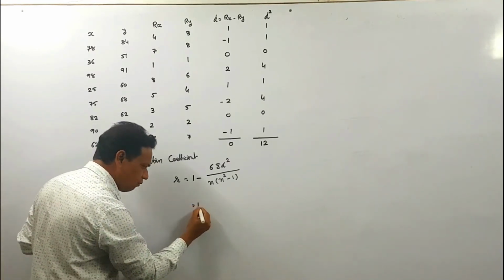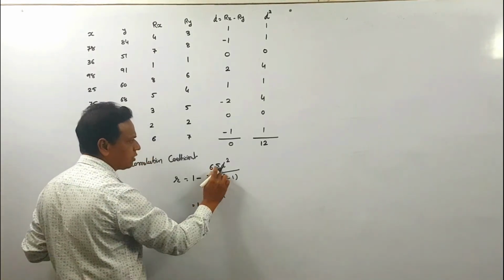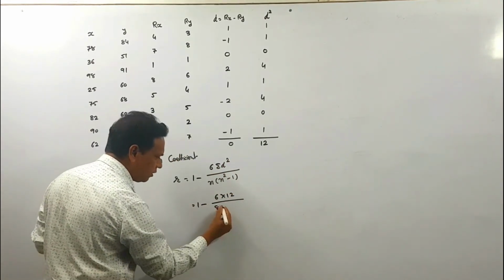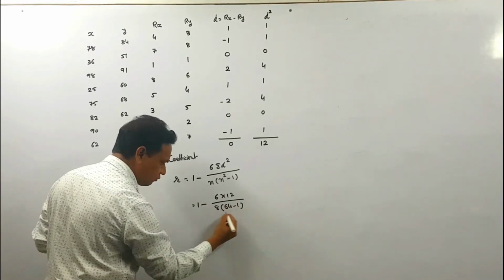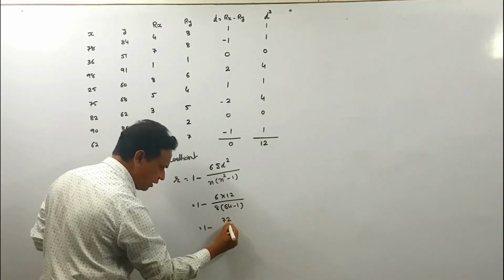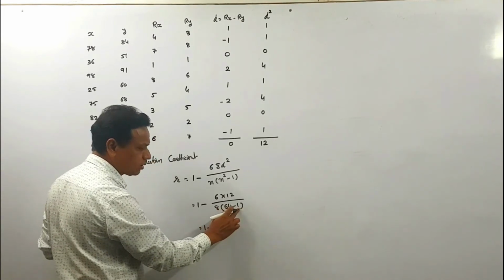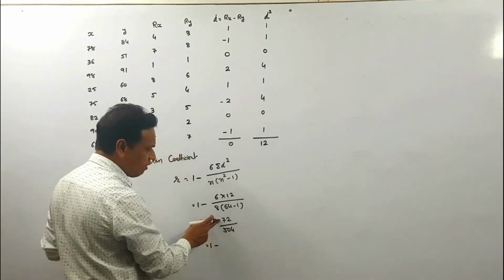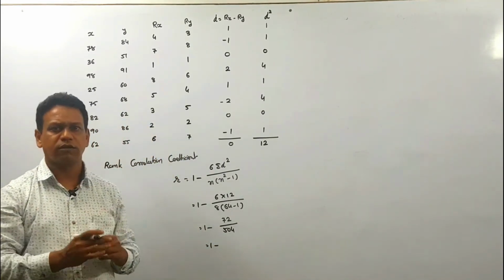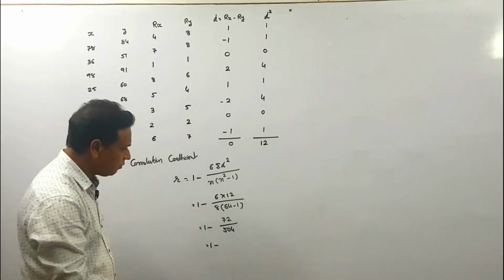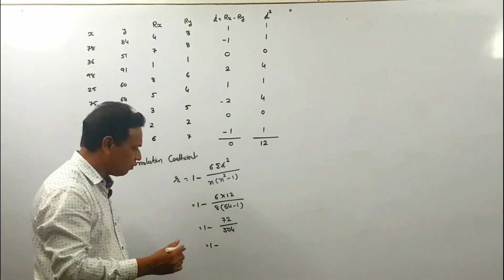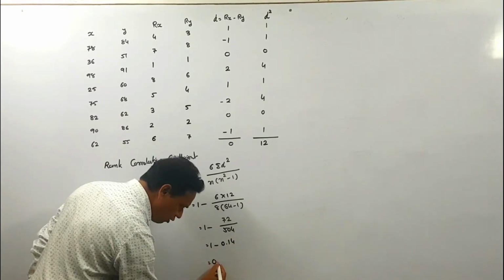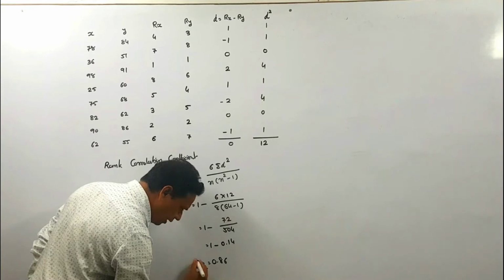So now 1 minus 6 into sum of d square. Sum of d square we have 12. N we have 8. 8 square is 64 minus 1. So 1 minus, here it is 72 divided by 64 minus 1 is 63, into 8 is 504. So now 1 minus 72 divided by 504. 72 divided by 504, so we have 0.14. So 1 minus 0.14, our answer is 0.86.